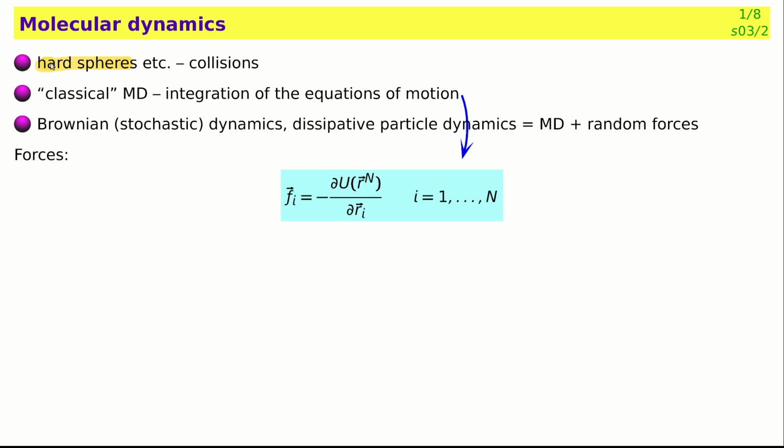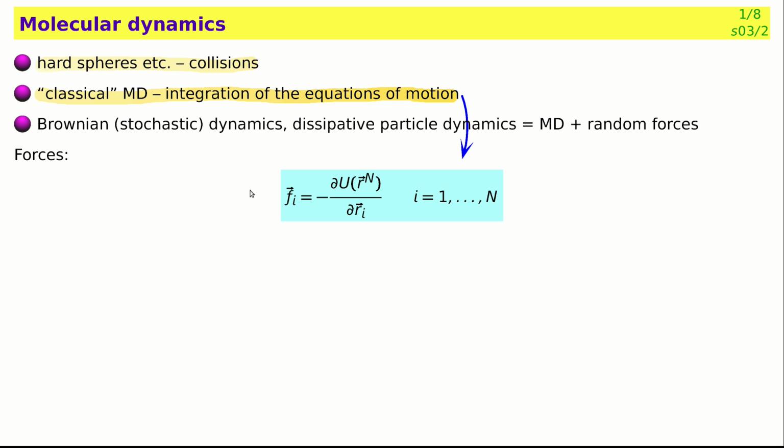The simulation algorithm in this case must calculate or predict the next collision, and after a collision occurs, it recalculates the trajectories, which are straight lines. But this is a very simple system and it's not too useful for chemistry. In this course, I will cover mostly the so-called classical molecular dynamics, which is based on the integration of the equations of motion.